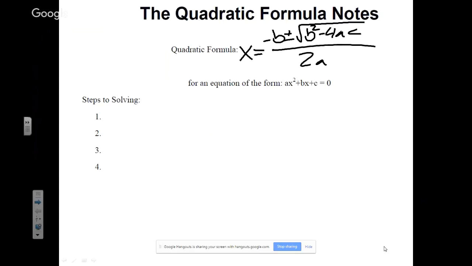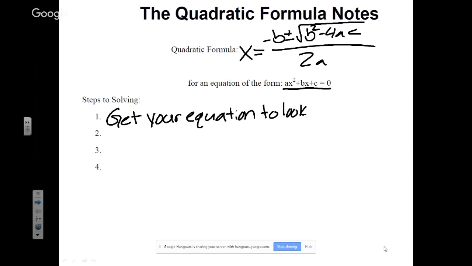that we were working with last week. So if you have the discriminant, just remember what that means, and we can relate that to the quadratic formula. Now when we're looking at the steps for solving, the first step is you want to get your equation in the form of ax squared plus bx plus c equals 0. So step 1 is get your equation to look like ax squared plus bx plus c equals 0.